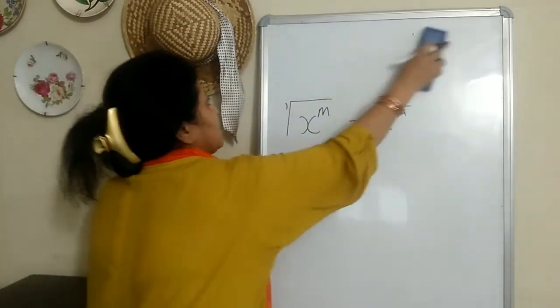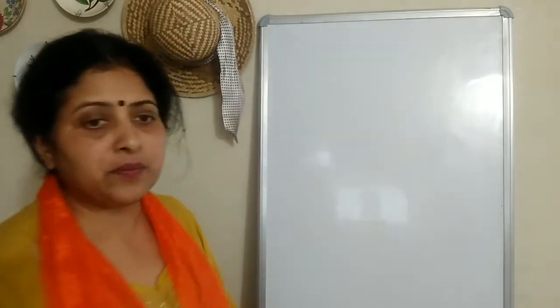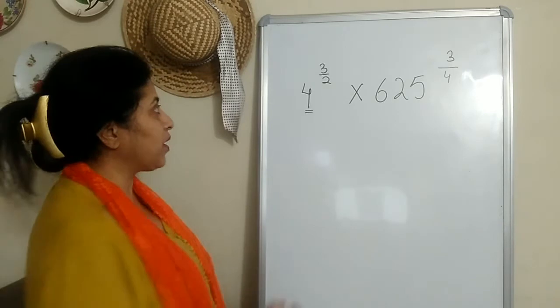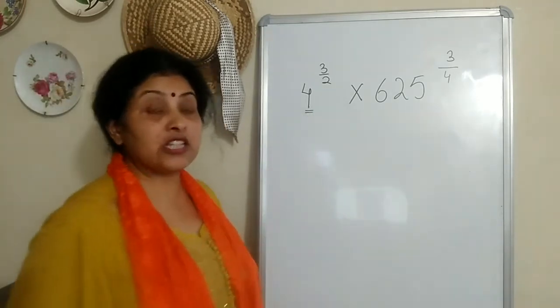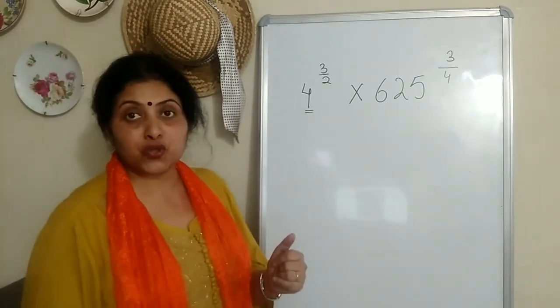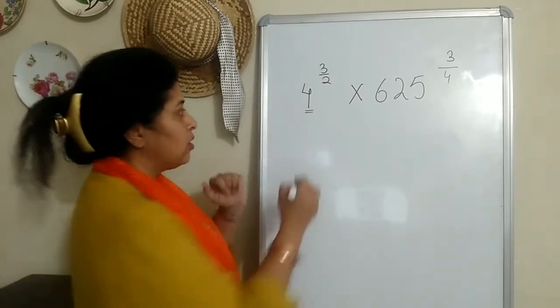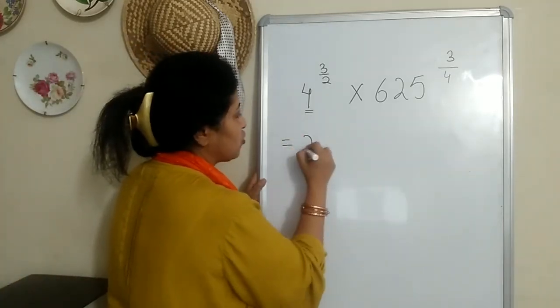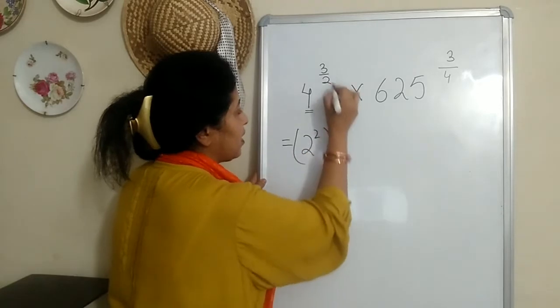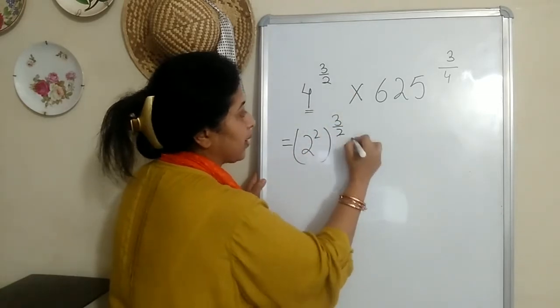So if I consider the numericals, let me take an example. If you look at this one, here this 4 is given, which can be written as 2 square. 2 2s are 4. So let me write this as 2 square. Put this in bracket. Write this outside for the time being.